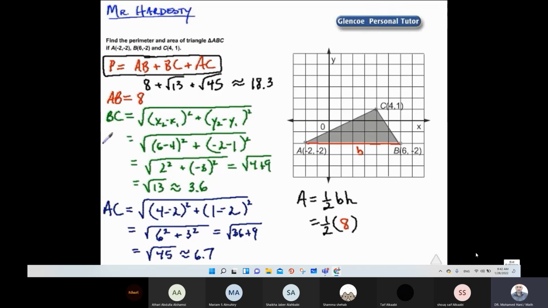Our height we can find by this perpendicular distance from point C to segment AB, and we'll label that H. And again, we can count 1, 2, 3 squares for the height. Now we'll multiply 1/2 times 8 times 3, which is 12. So the area of our triangle would be 12 square units.